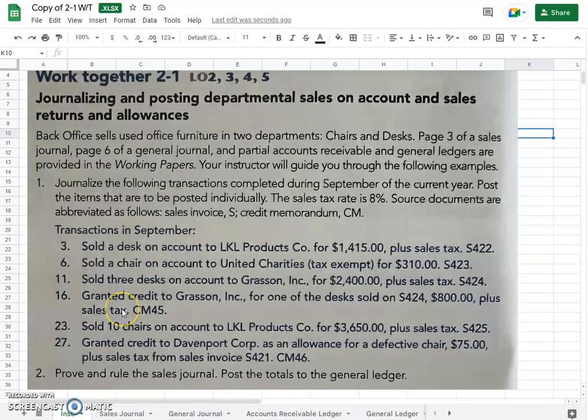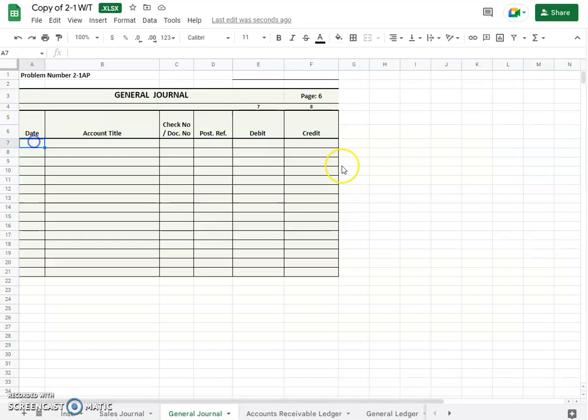Okay. So this time we will go to our general journal. And the date is September with a 16th. So if it's granting credit, we'll use sales returns and allowances. And this was for desks that Grayson bought. We also are going to have to debit sales tax payable. That will reduce that account. And then we will credit accounts receivable, Grayson Inc. So this will reduce each one of these things because we're granting credit.